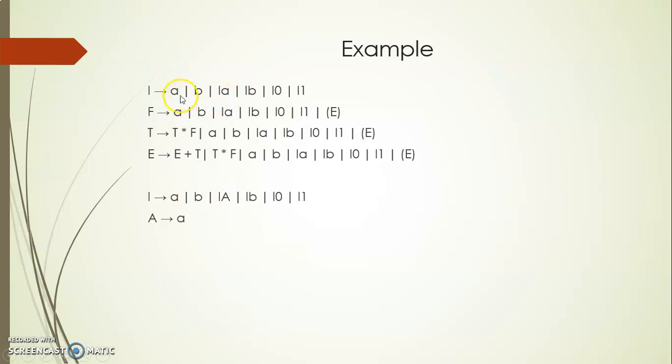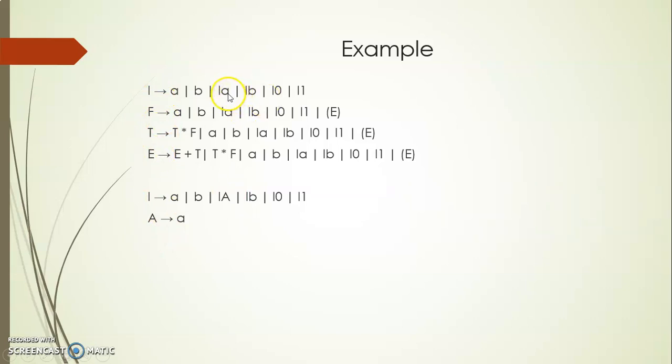So here we are taking only the first production. What I am doing is replacing this A with some non-terminals. Here we should be very careful. The non-terminal, whatever you are using for renaming it, should be different from the already existing non-terminals, right?